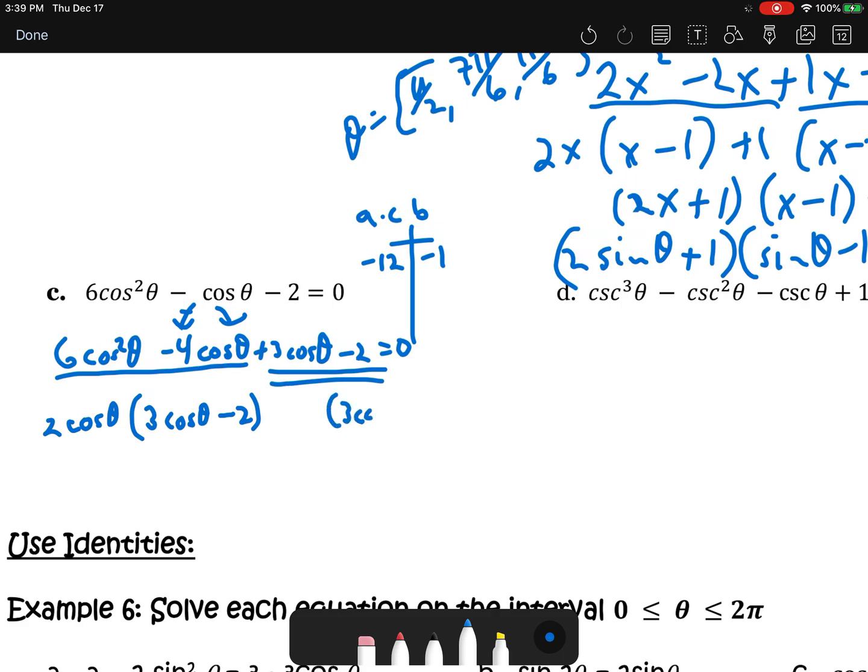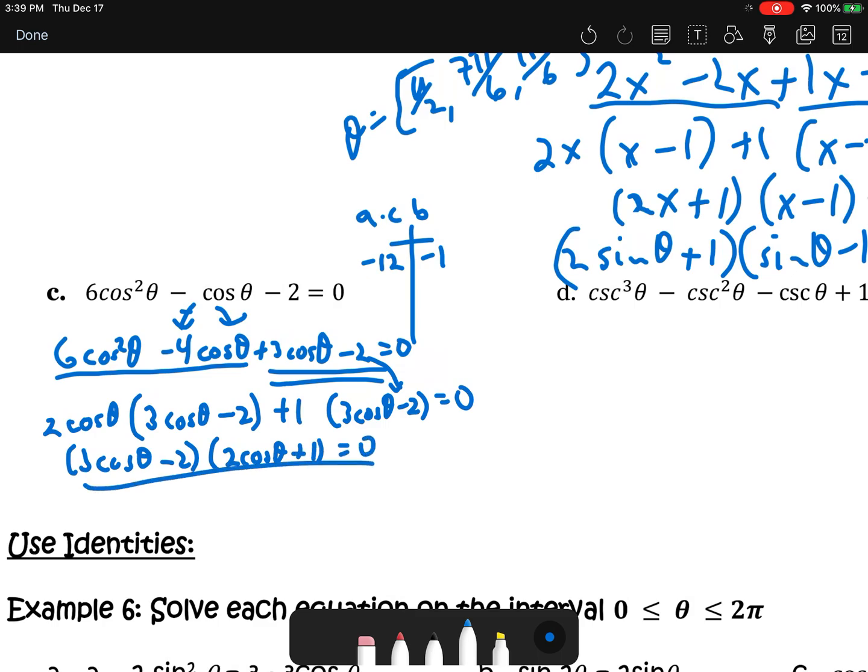So we have to take a 3 cosine minus 2 out of this side. And then we look at the last terms and divide them. Negative 2 divided by negative 2 is positive 1. So your factors are 3 cosine minus 2 and 2 cosine theta plus 1 equals 0. There's your factors. Set them equal to 0 and solve.